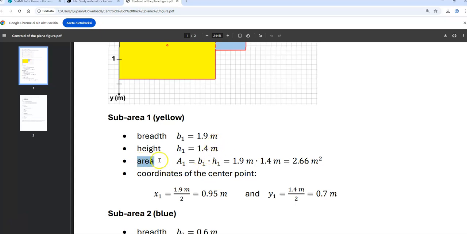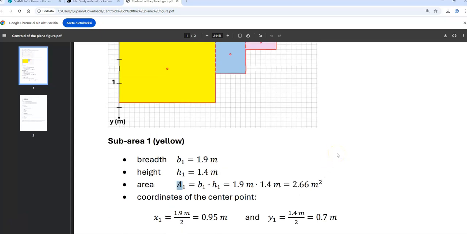And then we need area, or again this uppercase A comes from area word. And then we need the coordinates of the center point. And I'm now trying to explain what I am doing here.